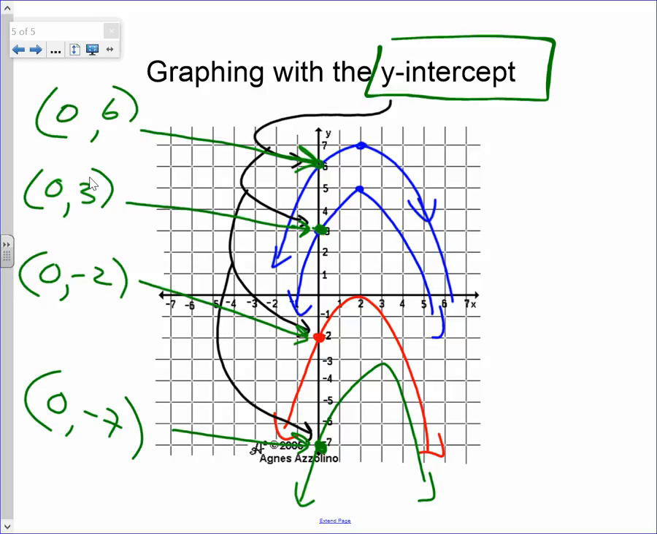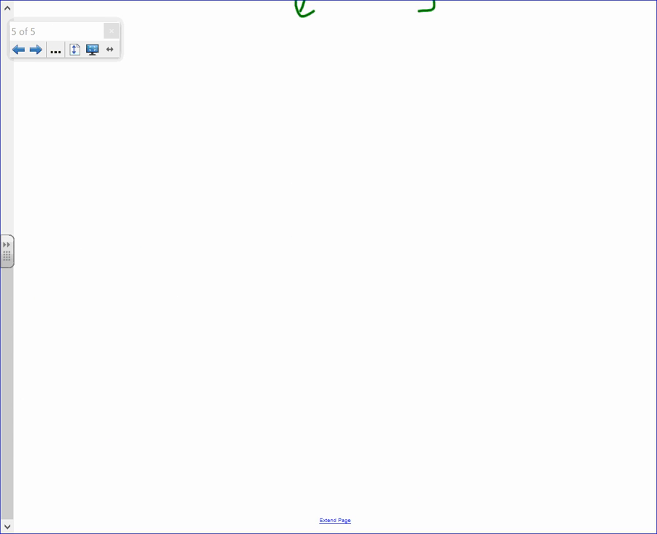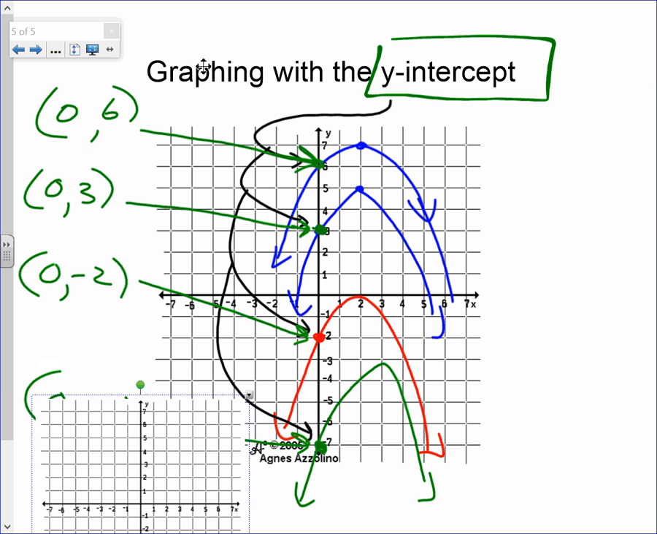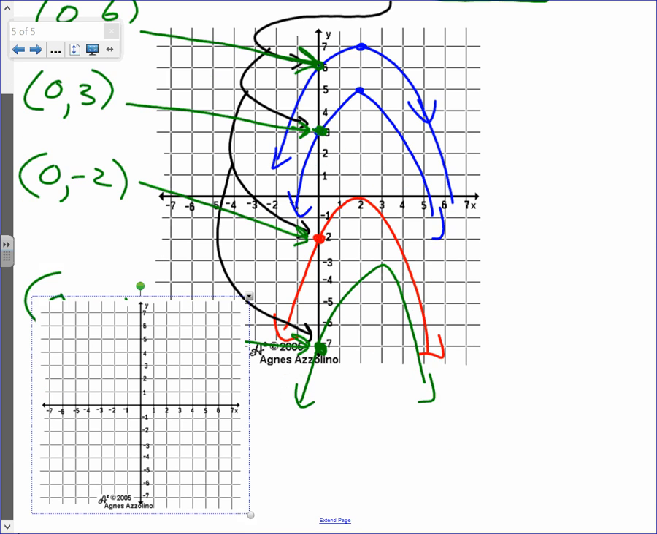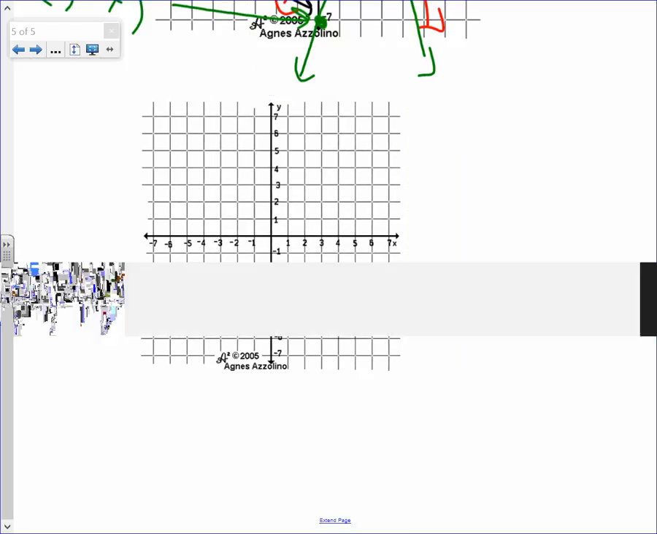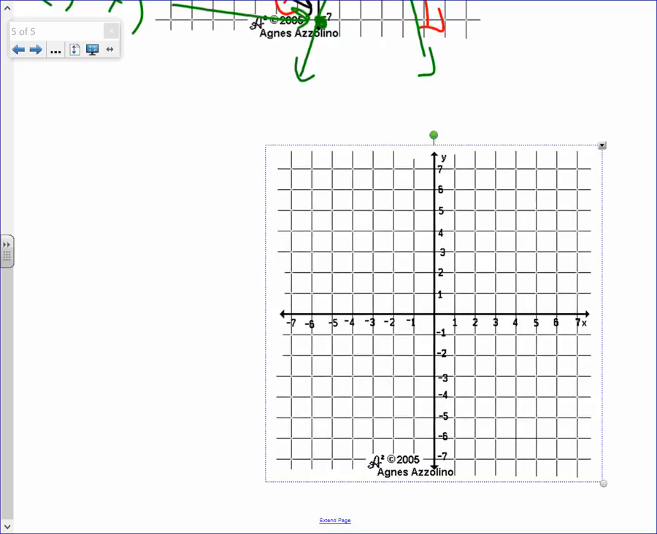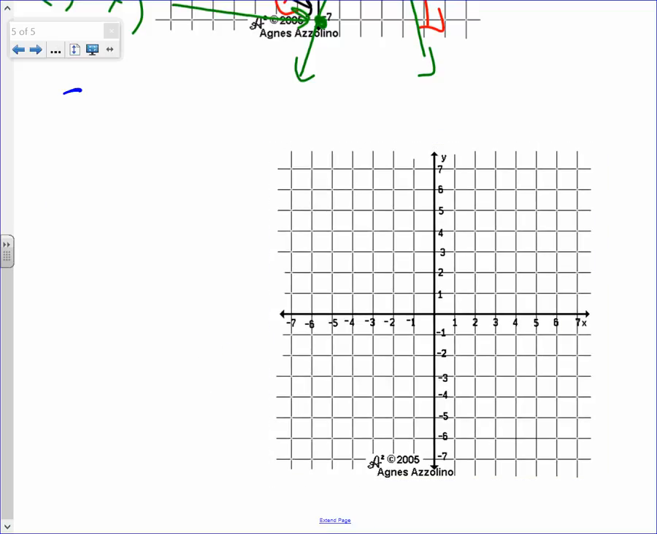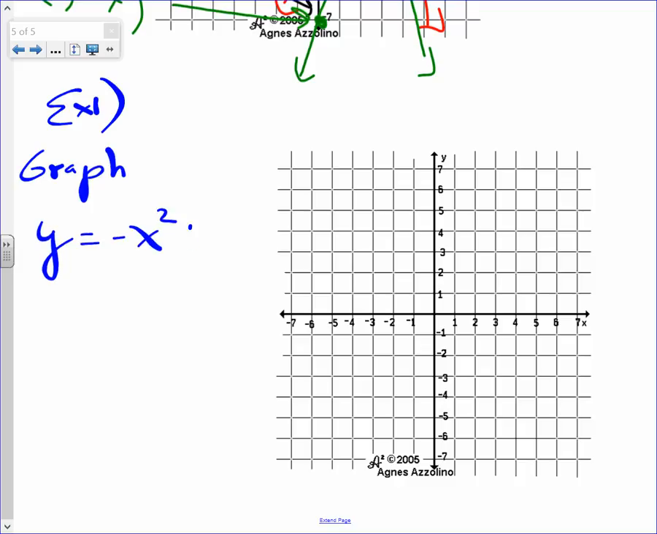Now, with that information, we're going to do our one example. Give me one more x and y axis. Example 1 only. Let's graph this equation. The equation I'm going to throw at you is y is equal to negative x squared plus 4x plus 7.